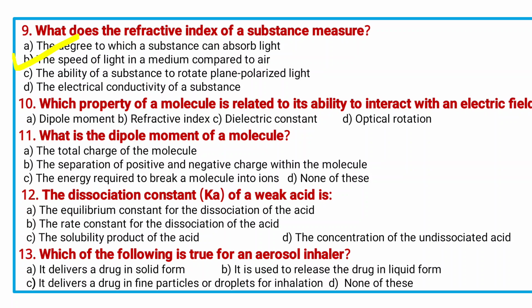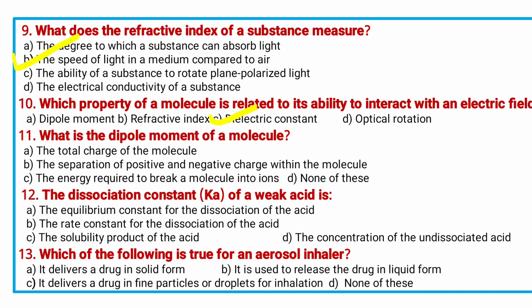Next, which property of a molecule is related to its ability to interact with an electrical field? Option A, dipole moment. Option B, refractive index. Option C, dielectric constant. And D, optical rotation. The property related to the ability to interact with an electrical field is the dielectric constant. Option C is the correct answer.